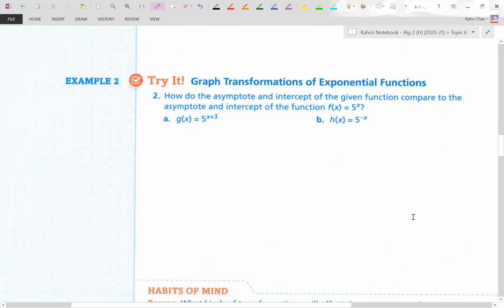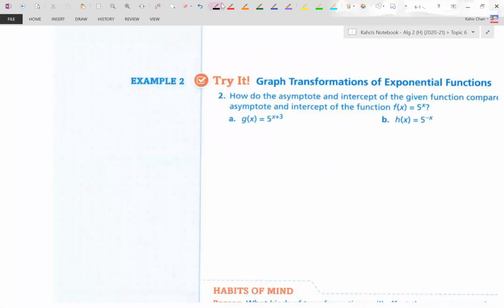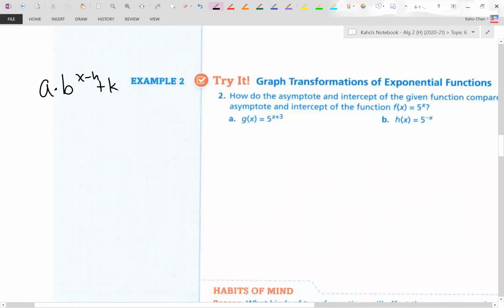How do the asymptote and intercept of the given function compare to the asymptote and intercept of the function 5 to the x? So this is kind of interesting. Don't forget our parent function, a times b to the x minus h plus k. Our parent graph in this case is 5 to the x power. Great.